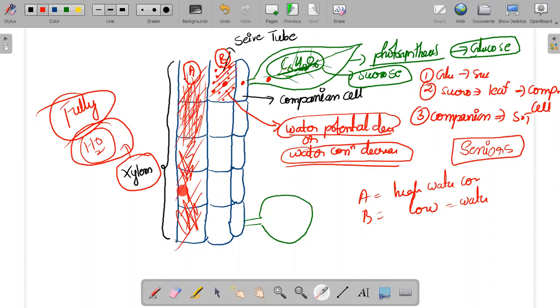Because it is always filled up with water. Xylem is considered as what? Xylem is necessary for the transportation of water, so it will always be transporting water. What does it mean? It is always filled up with water.